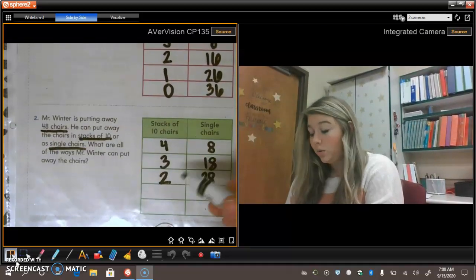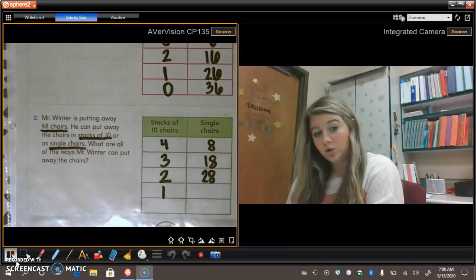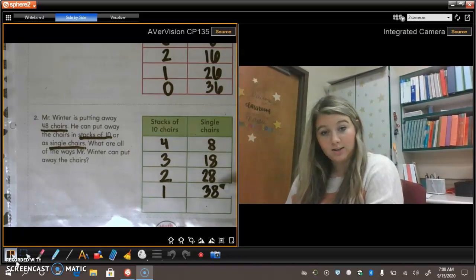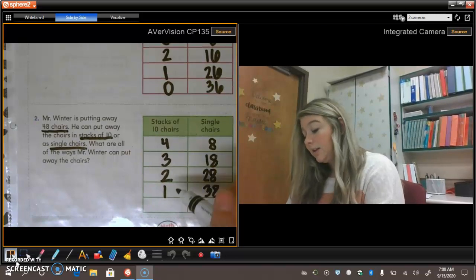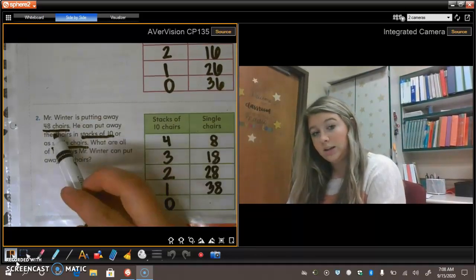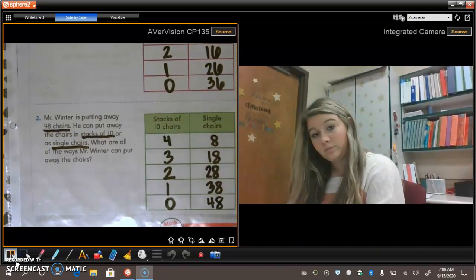So one more time, we are losing 1 stack of 10 chairs. So this number should increase by 10 chairs. So we have 38 single chairs to put away. And now if we have no stacks of 10 chairs, we know that he needs to put away 48 single chairs. Just like that.